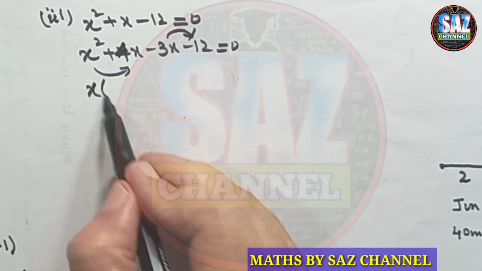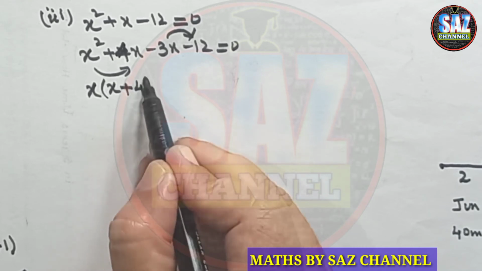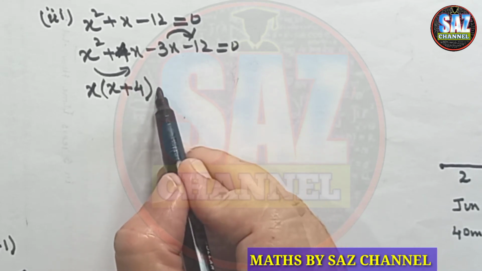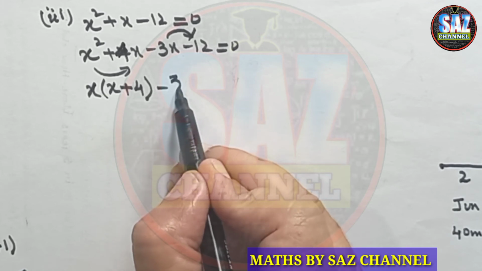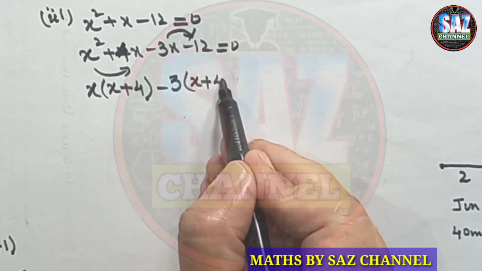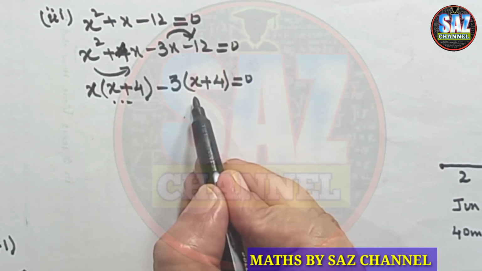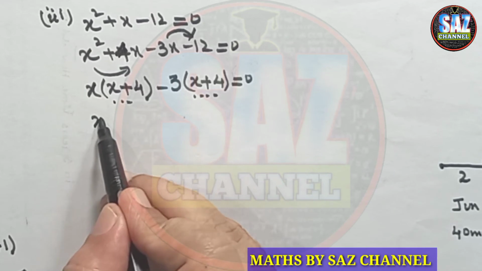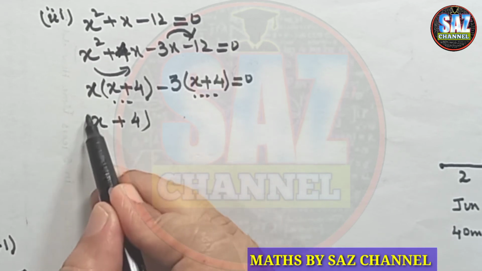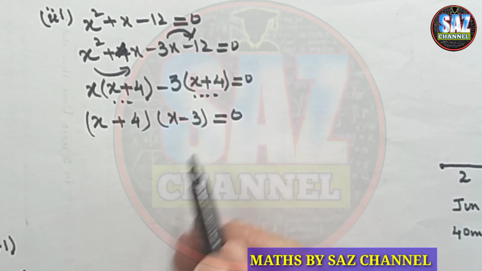From the first group I can take x out, and inside the bracket I will have x into x plus 4. Coming to the second group, I can pull out minus 3, and inside the bracket I will be left with x plus 4 equal to 0. Now x plus 4 is the common group. Extract it out, pull it out. X plus 4 into x minus 3 equal to 0.